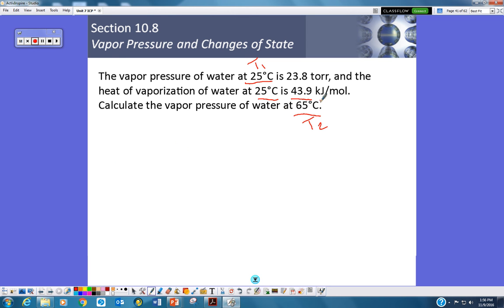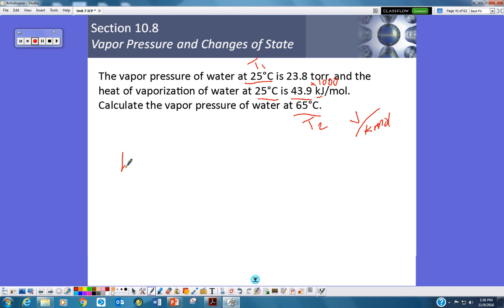One thing to notice: our energy R, what unit is it in? It's joules per mole K, or K mole. What do you notice about this one? It's kilojoules, so we need to convert that to joules. All we would do is multiply it by 1,000. That's just something to pay attention to when you put it in to solve. You're going to want to do that first.